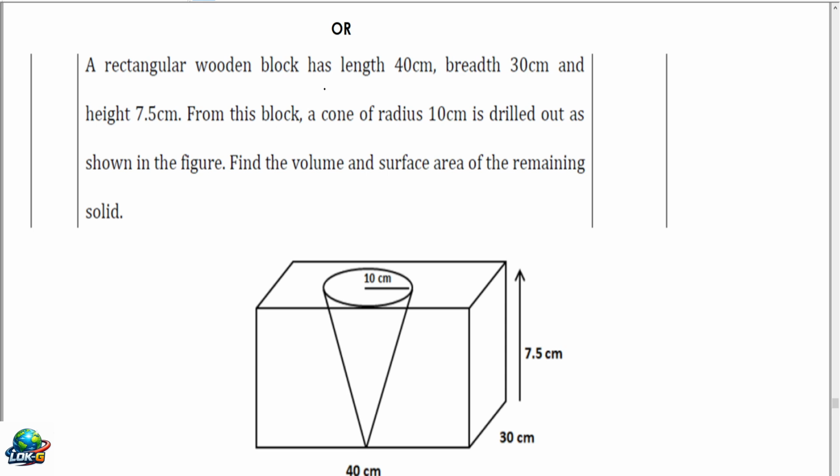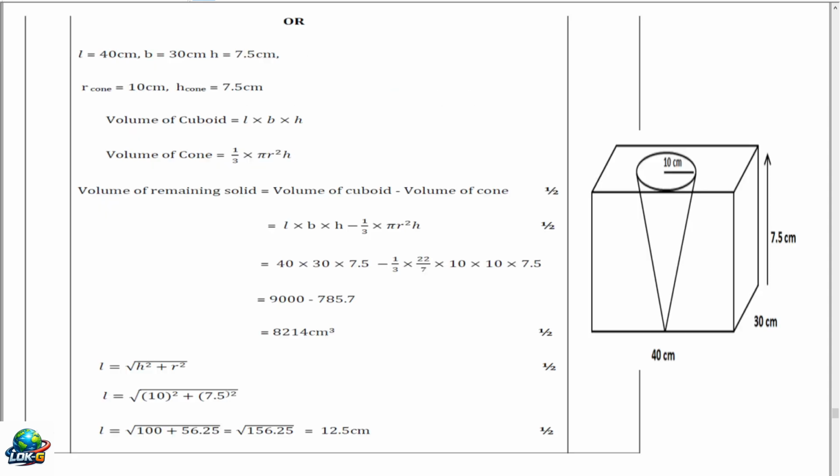A rectangular wooden block has length 40 centimeter, breadth 30 centimeter, and height 7.5 centimeter. This is the breadth B. This is the length. From this block, a cone of radius 10 centimeter is drilled out as shown in the figure. Find the volume and surface area of the remaining solid. Easy question, my dear students.